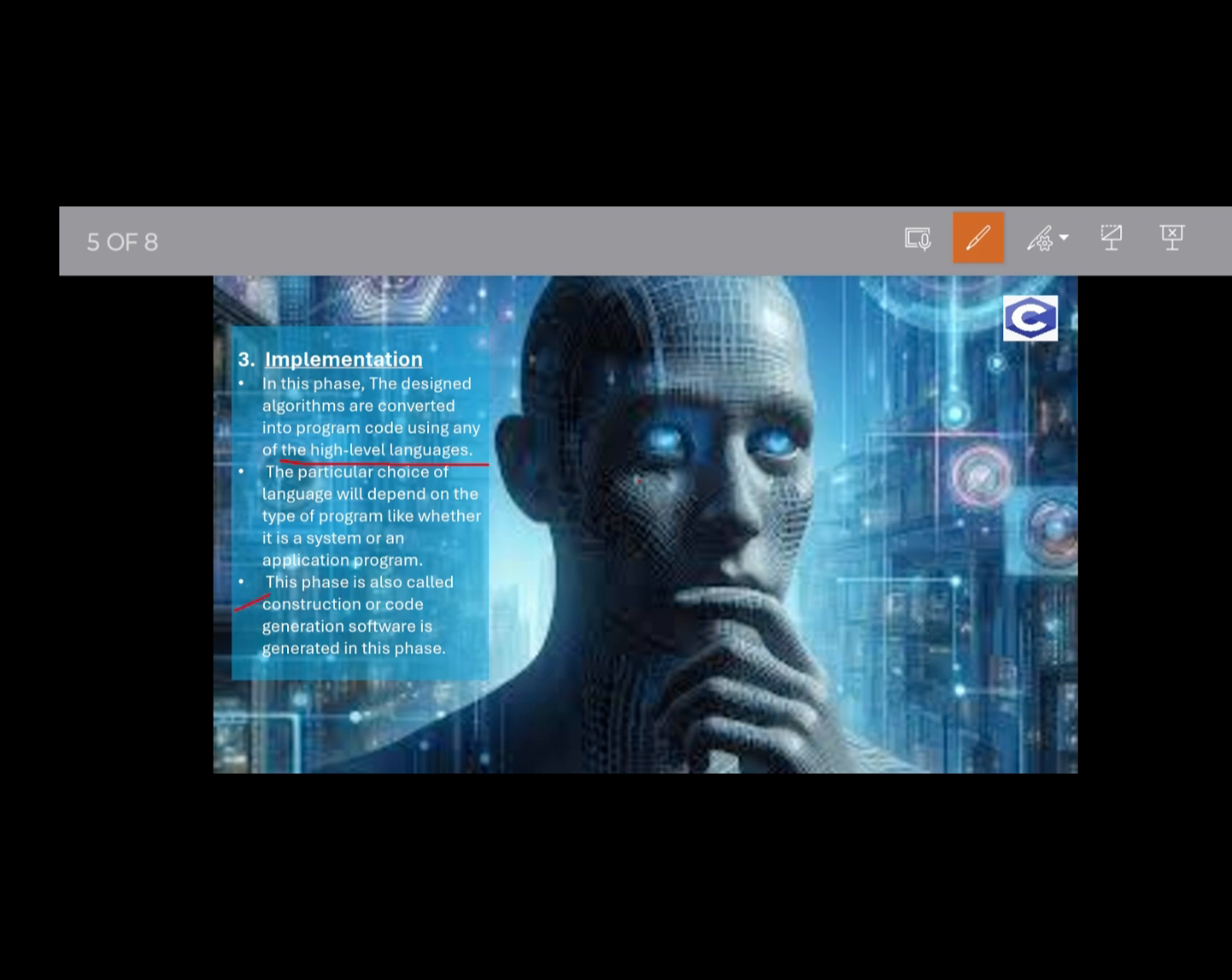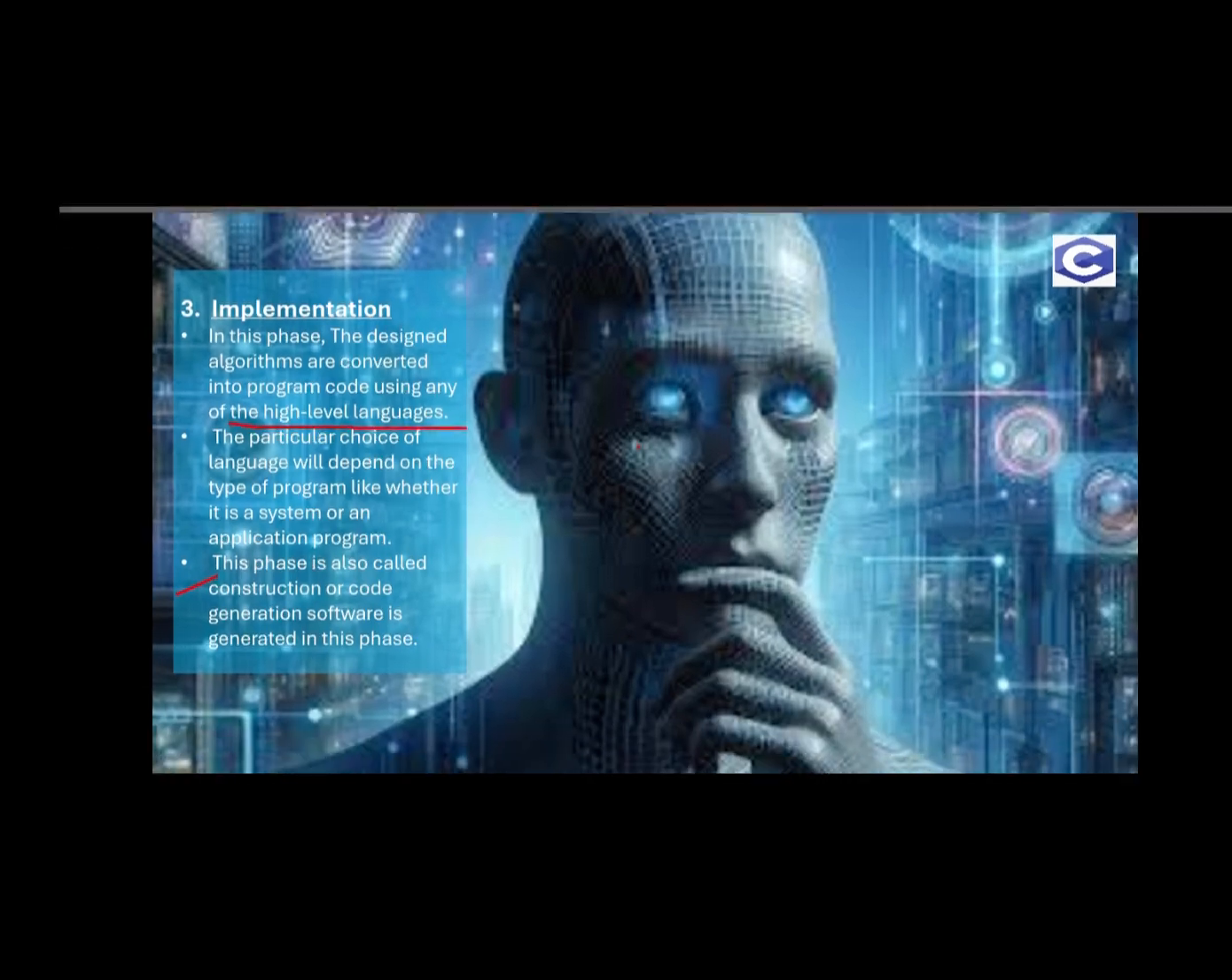The third point is that this phase is also called construction or code generation. Software is the generator in this phase. It is nothing but where we generate the code, like we bring all the codes together as we have designed before, according to the design, according to the algorithms, according to the flowchart or the pseudocode. We write codes, we bring them together here. We are just generating the code.